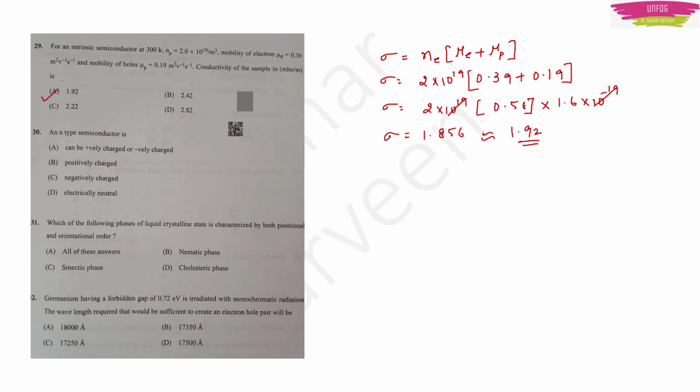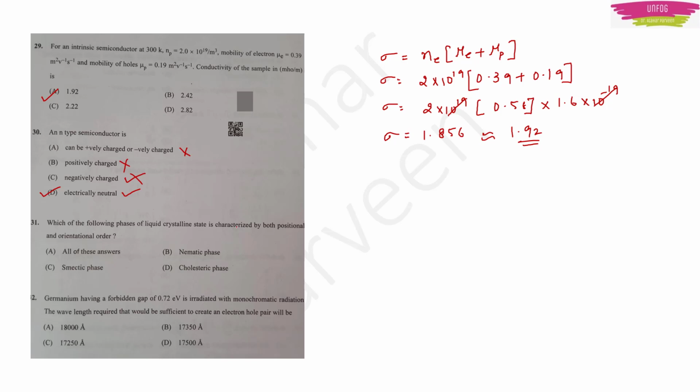Next question. An N-type semiconductor is, this is a very confusing question actually. See, this option you will obviously say is wrong. This also you will say is wrong because it is an N-type semiconductor. It is most likely that you say that it is negatively charged, but this is also wrong. Actually, the major charge carriers are electrons in N-type semiconductor. But as a whole, that material is not negatively charged, isn't it? It is electrically neutral. So option D is the right option.